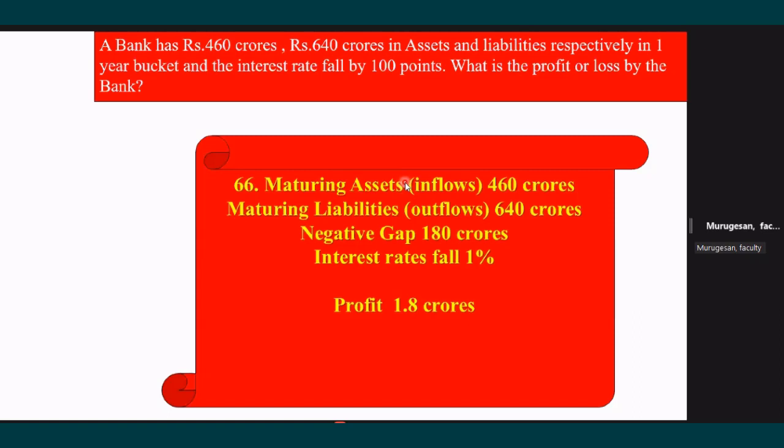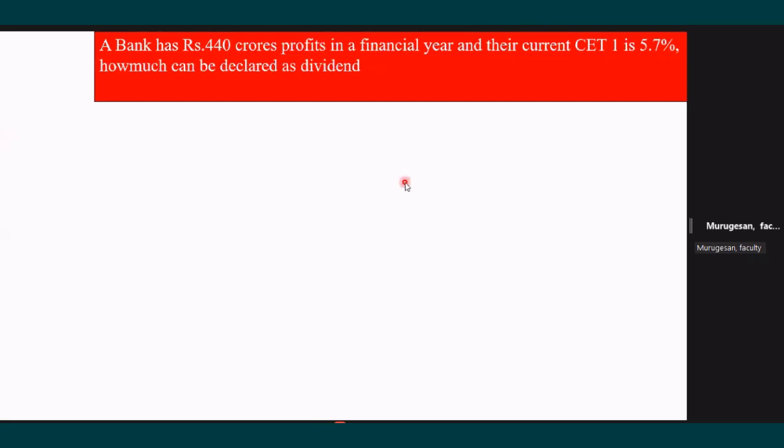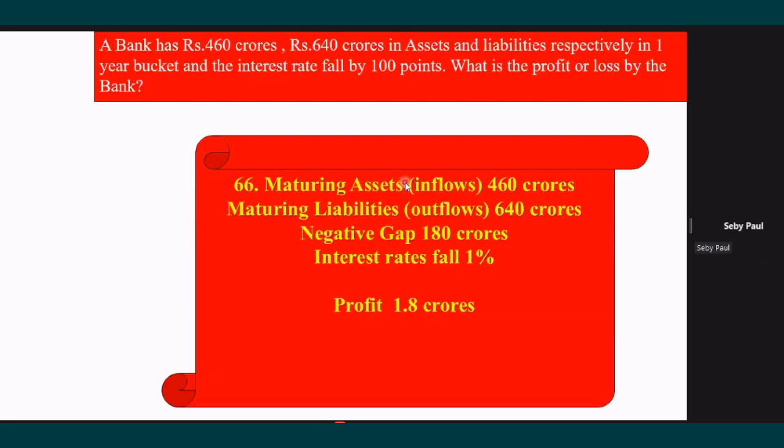Agreed. So these are the questions. Definitely they are asking how the profit is coming. Yes, boss. How is the profit coming? Because the interest rate is falling, boss. Negative gap, I remember the situations. Shall I repeat the situation?